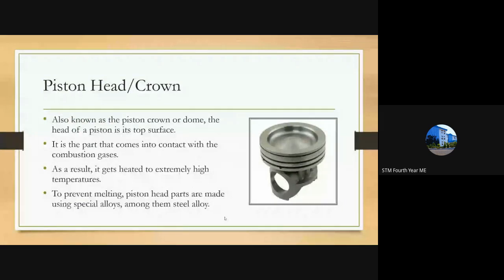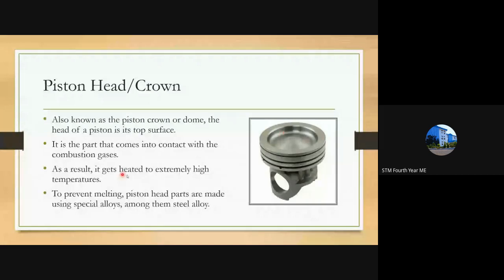It is the topmost part of the piston, called the head or the crown. It is the piston crown or dome, its top surface, the part that comes into contact with the combustion gases. Once the explosion inside the cylinder occurs, the heat energy or explosive energy is first transferred to the piston head, wherein the force is then transmitted to the connecting rod.